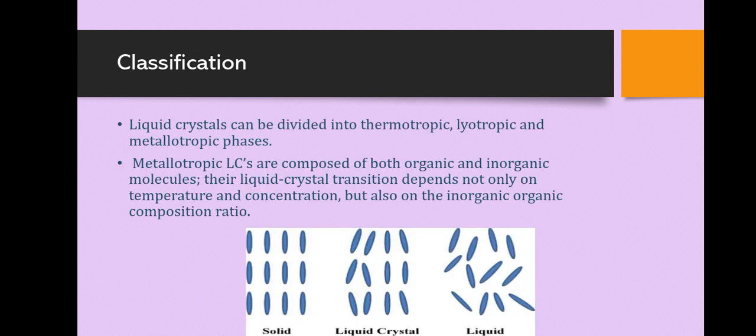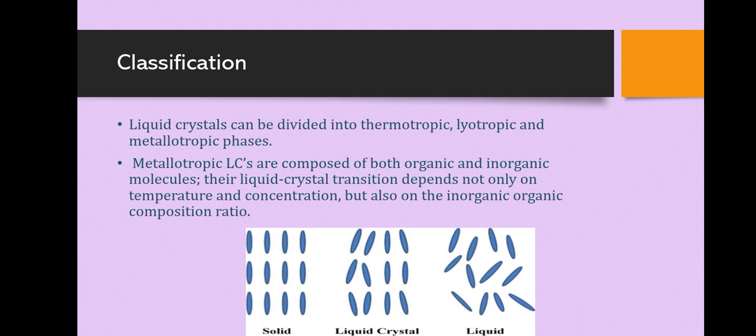Next is the classification. Liquid crystals can be divided into thermotropic, lyotropic, and metallotropic phases, and there are also mineral liquid crystals and biological liquid crystals. Metallotropic liquid crystals are composed of both organic and inorganic molecules, but the liquid crystal transition not only depends upon the temperature and concentration, it also depends upon the inorganic-organic composition ratio.